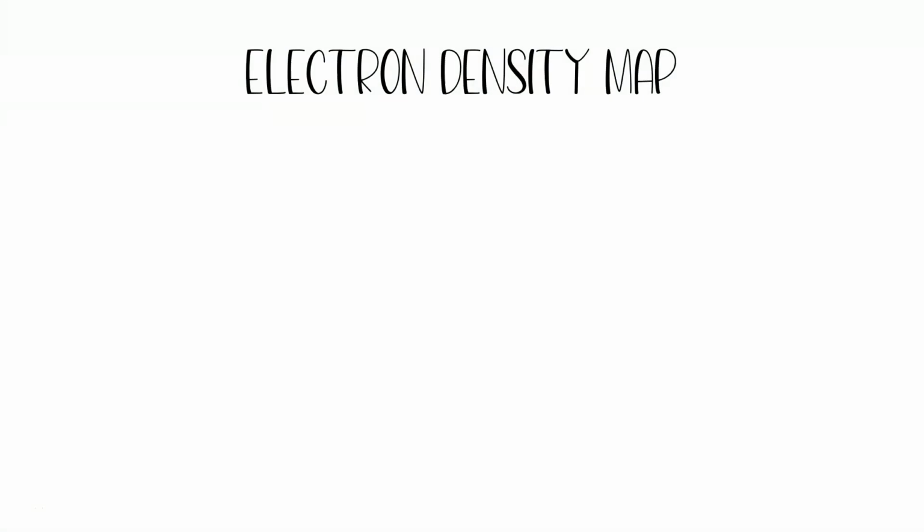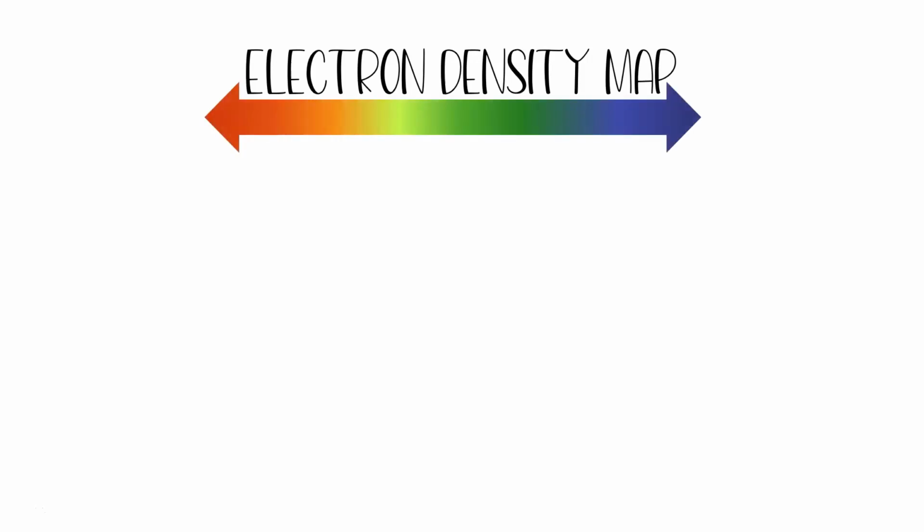Electron density maps use a spectrum of colors to illustrate where the most electrons are found in a molecule. Red indicates a high density of electrons, making that region of the molecule more negative. Blue indicates low density of electrons, making that region more positive. And green indicates neutral regions.